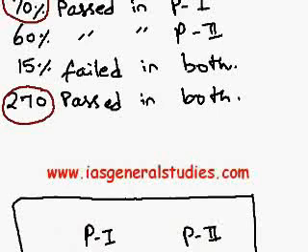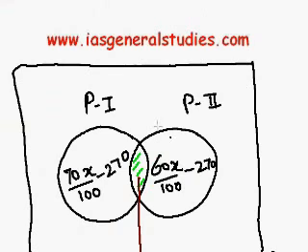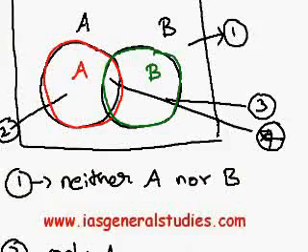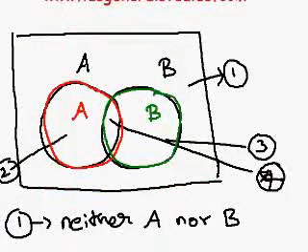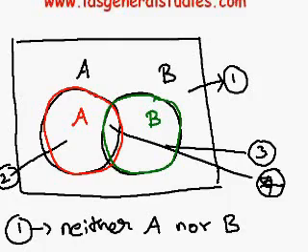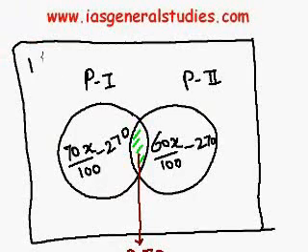Then one more thing they have given, 15% failed in both. The circle represents the passed percentage, so 15 will come outside the circle. That is what I have explained in the concept also. Do you see the number 1? It is neither A nor B, meaning the student has passed neither paper 1 nor paper 2. So it has to come outside both the circles. So this is 15x by 100.